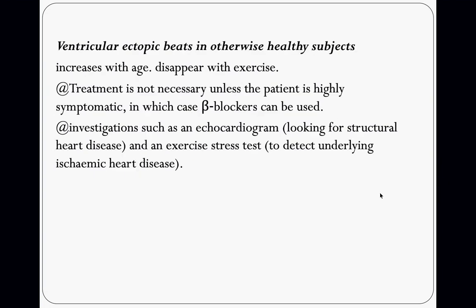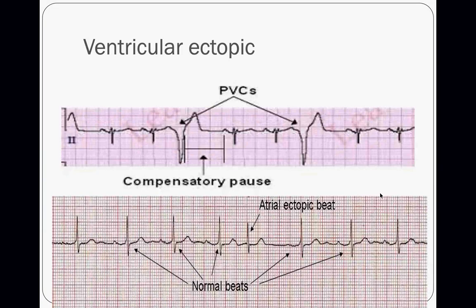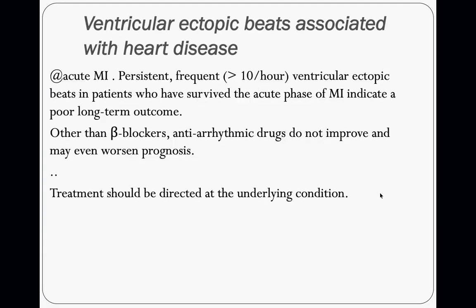Next slide. Ventricular ectopic beats in otherwise healthy subjects increase with age and disappear with exercise. Treatment is not necessary unless the patient is highly symptomatic, in which case a beta blocker may be used. Investigations include echo, looking for structural heart disease, and exercise stress tests to detect occult underlying ischemic heart disease. Next, please. This slide demonstrates the difference between the ventricular ectopic and atrial ectopic beat. Next slide.